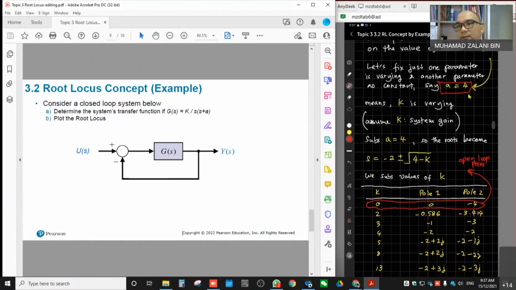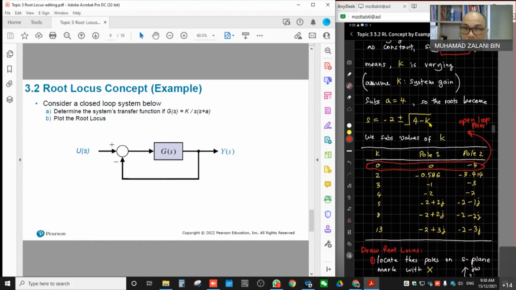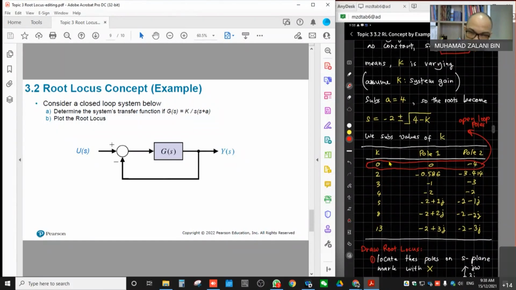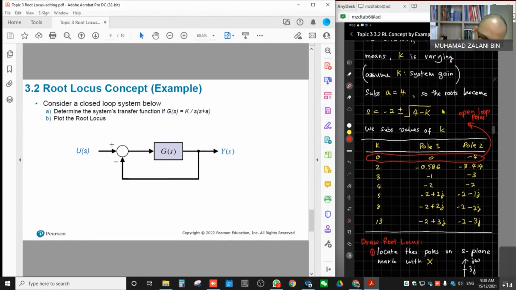And then if we fix A equals to 4, we can vary the value of K. Assume that K is the system gain, and we substitute A equals to 4, then we end up with the equation of the roots with a single parameter K. So we have the equation of these poles with K as a gain. Since this is a single parameter, we fix A equals to 4, then we can vary the value of K.